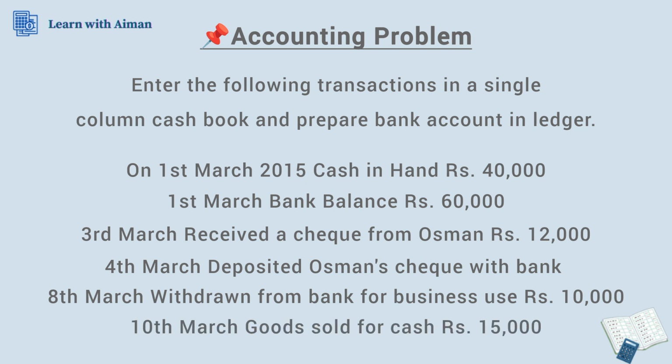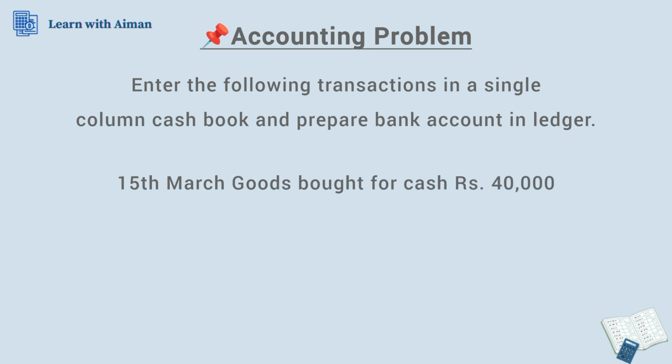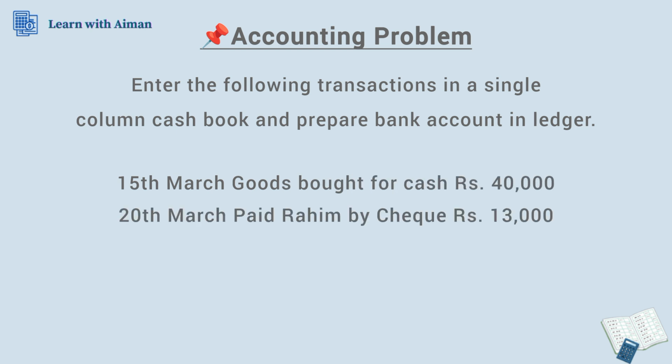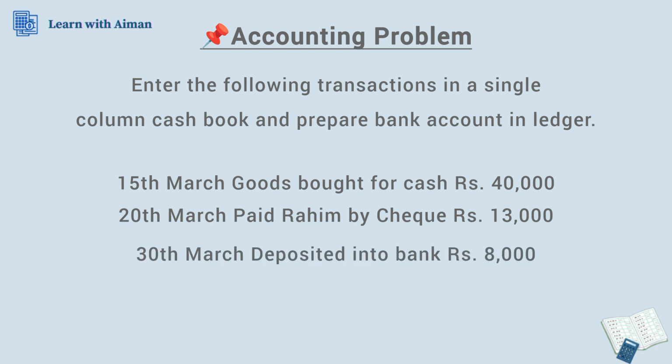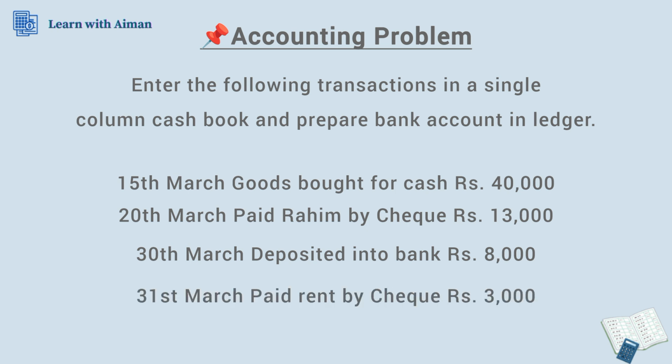On March 10th, goods sold for cash of rupees 15,000. On March 15th, goods bought for cash of rupees 40,000. On March 20, paid Rahim by check rupees 13,000. On March 30th, deposited into bank rupees 8,000, and on March 31st, paid rent by check of rupees 3,000.